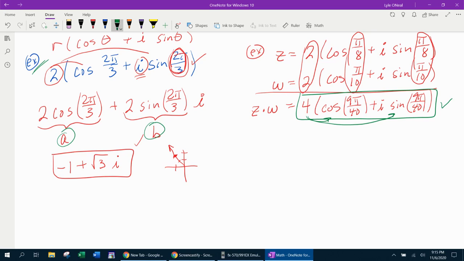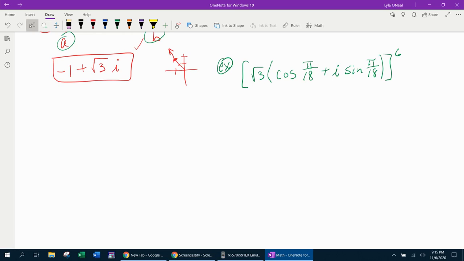And I've got one more example, and we're going to call it good, okay? Last example, square root of 3 times cosine of pi over 18 plus I sine pi over 18. And all of that raised to the 6th power. And so this example is going to be taking a complex number in polar form raised to a power. This is going to be de Moivre's theorem.